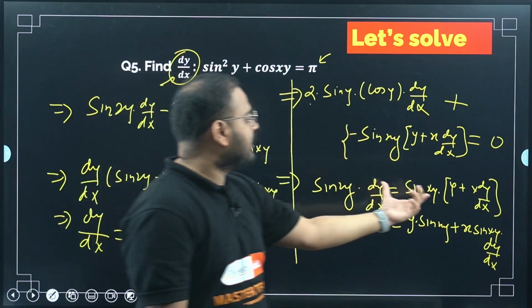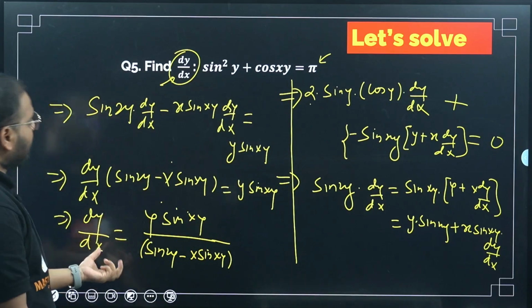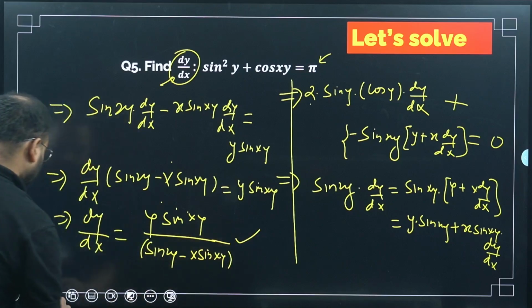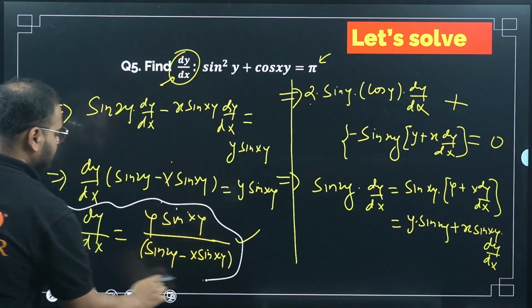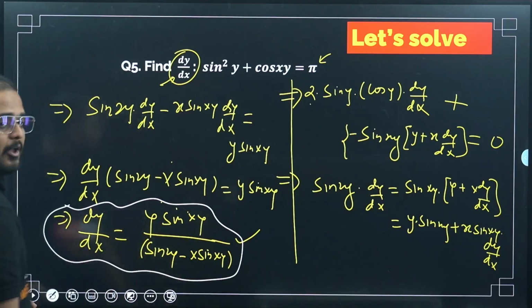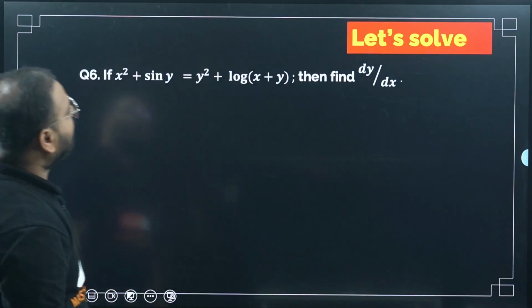We get this expression, simplify it, and move the dy/dx terms to keep only one side, because we wanted to find the value of dy/dx. We got this as my answer. Please check. I hope this is clear. Let's move on.